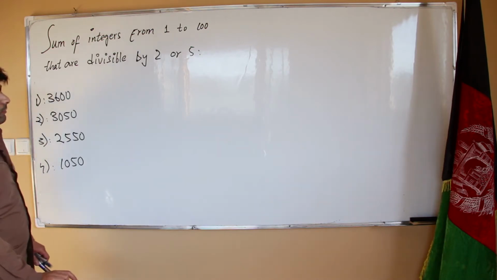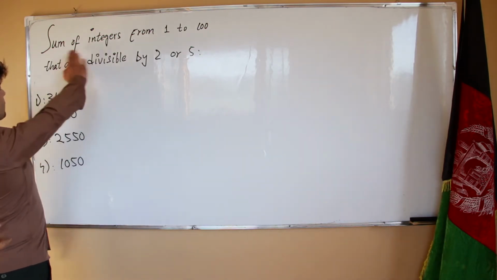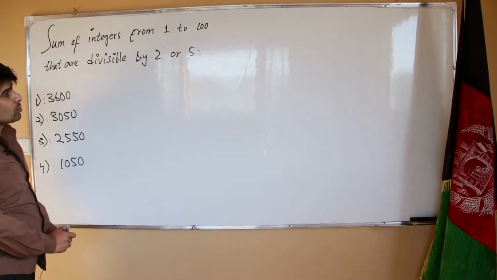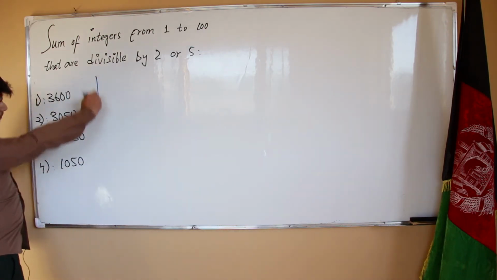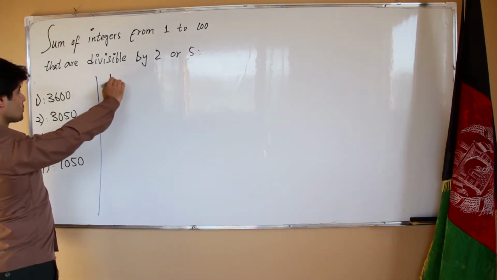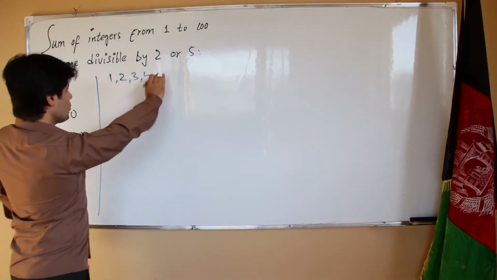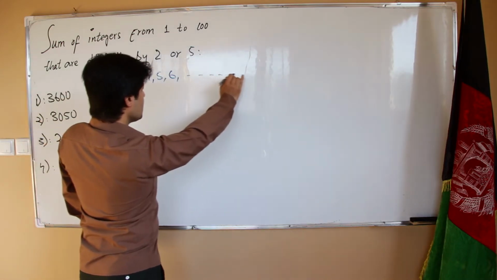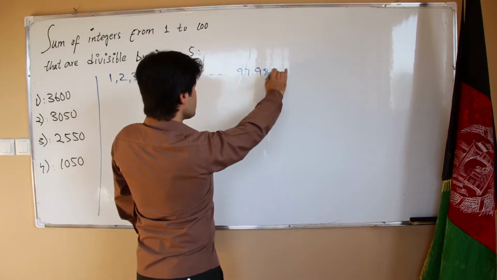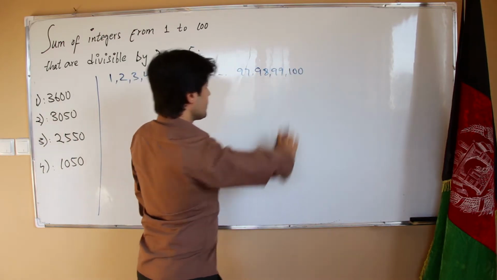By the way, we have got a very simple question for this week. Sum of integers from 1 to 100 that are divisible by 2 or 5. First of all, I will write all the numbers from 1 to 100. It's 1, 2, 3, 4, 5, 6, and 97, 98, 99, and 100.